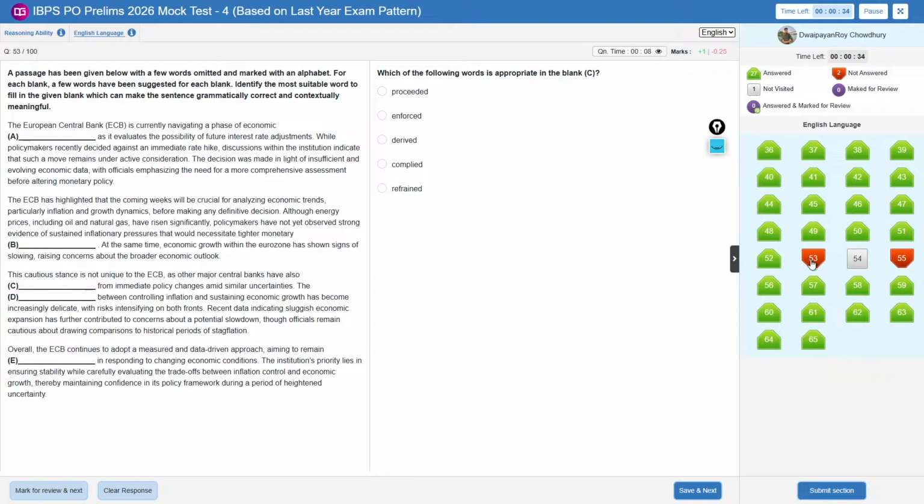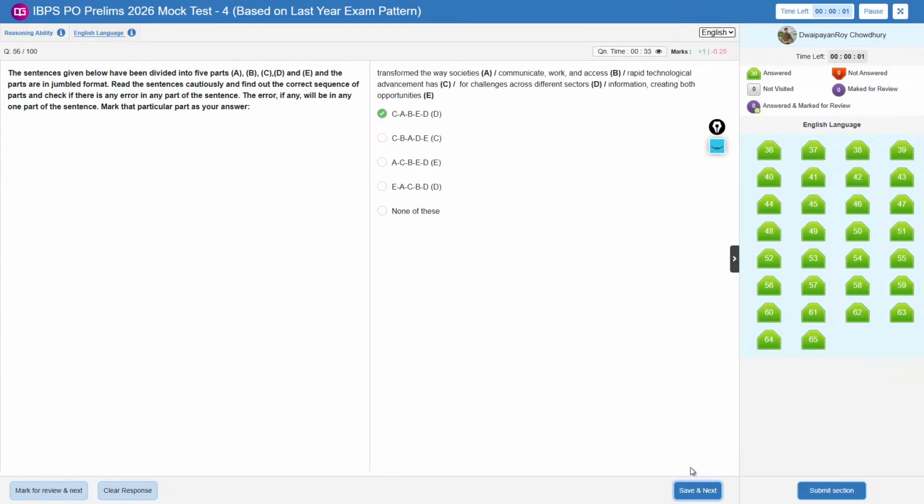Okay, this cautious stance is not unique to the ECB, as other major central banks have also refrained from immediate policy changes and remain uncertain. So the balance between controlling and sustaining. Overall, the ECB continues to adopt a measured and agile approach in responding. Okay.